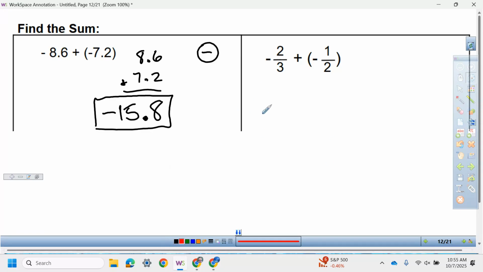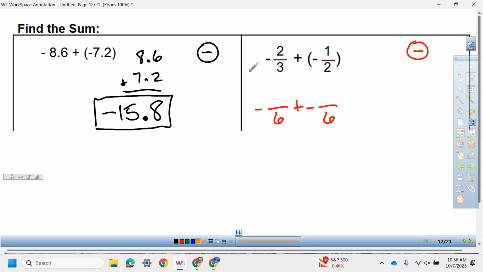Just like you guys practiced, to add or subtract fractions, we need a common denominator. But first things first, I have a negative plus more negatives. Well, that's going to give me a whole bunch of negatives. So I have a negative answer coming our way. So let's get a common denominator. If my denominators are 3 and 2, well, both of those will go into 6. So I'm going to use 6 as my common denominator.